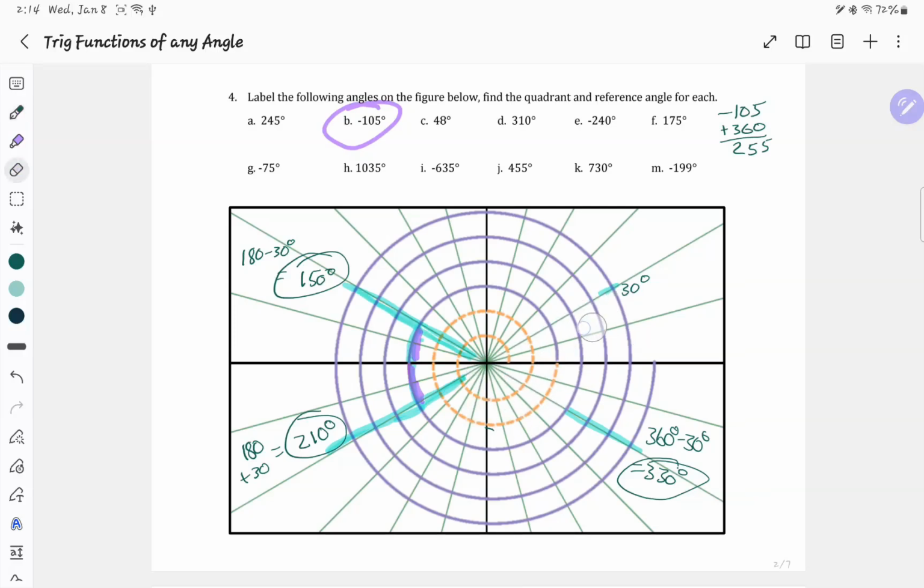Let's do a few more here. Let me erase some of this other stuff that's in there.